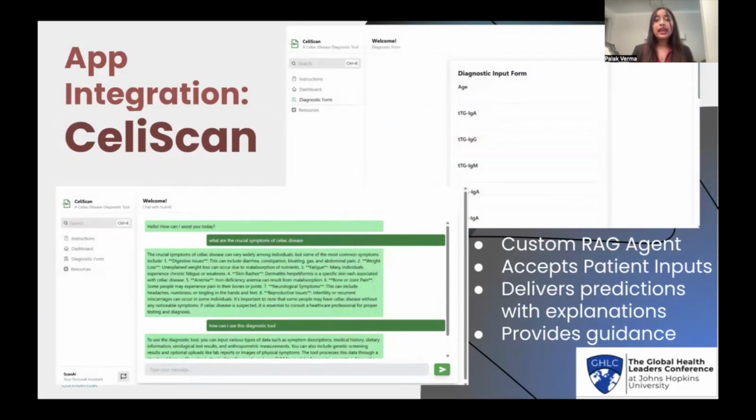We turned it into CeliScan. Users can enter their inputs and the model will return a diagnosis and an explanation for what to do next. We also have a custom RAG agent that works even in low resource settings and can provide guidance to patients, clinics, physicians, anyone that is new to our app.